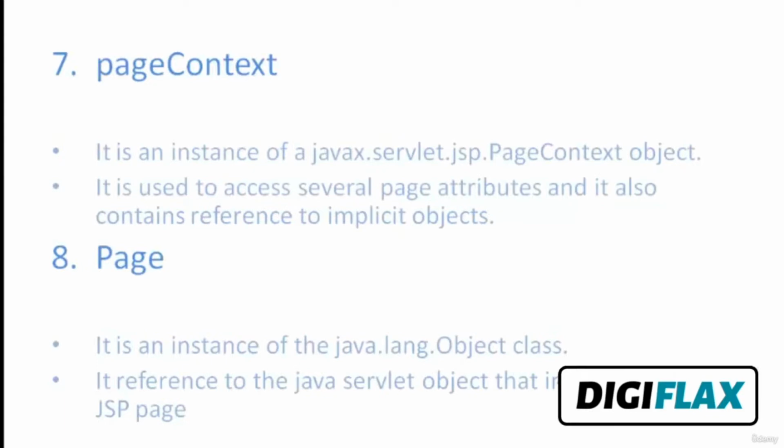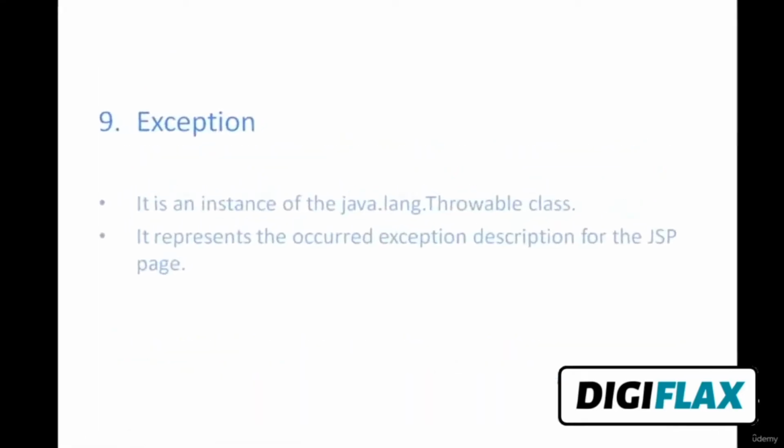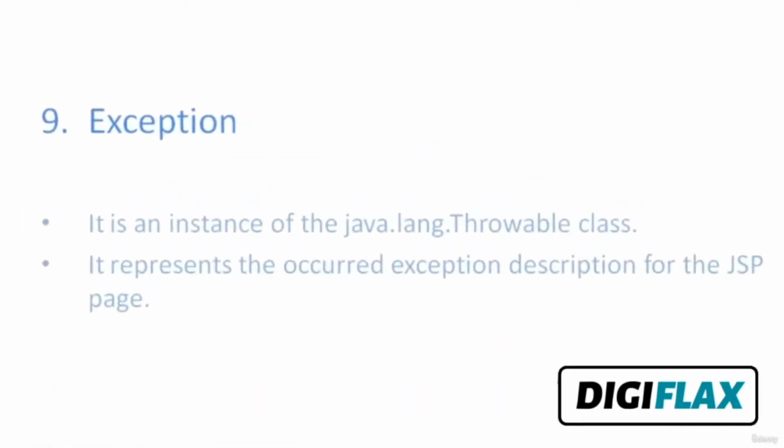Page implicit object. It is an instance of the java.lang.Object class. It references the Java servlet object that implements the JSP page. Exception implicit object. It is an instance of the java.lang.Throwable class. It represents the occurred exception description for the JSP page.